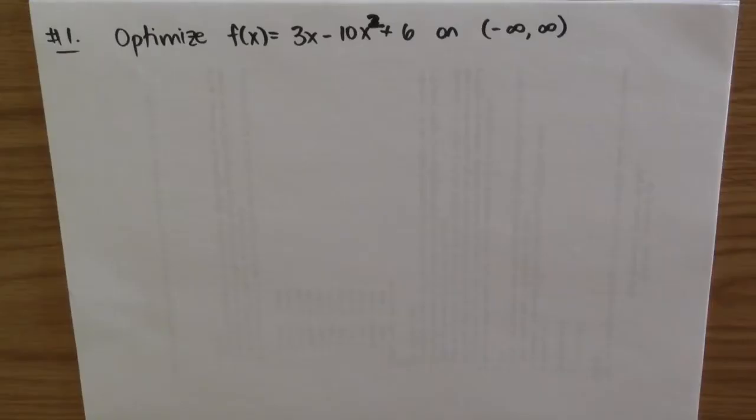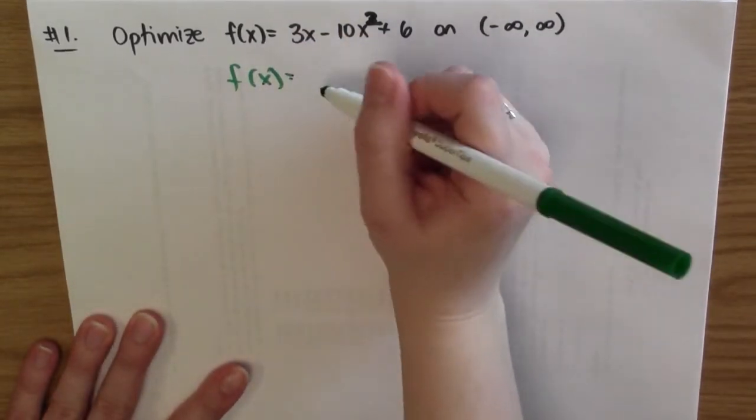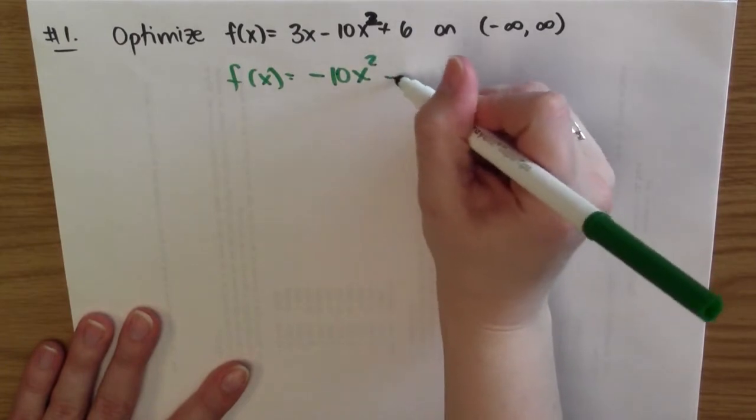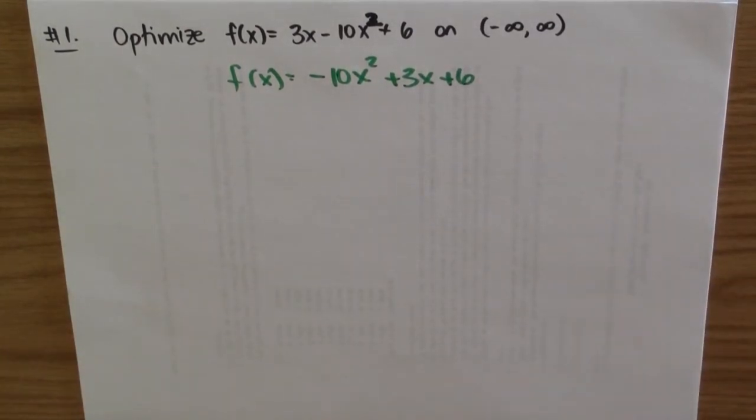Let's see an example. Let's optimize a function f of x equals 3x minus 10x squared plus 6 on the whole real line. So by optimize, we want to find the global max and the global min if such a thing exists. So we think about this function, and we could rewrite it a little bit as negative 10x squared plus 3x plus 6, and we're considering this on the whole real line.